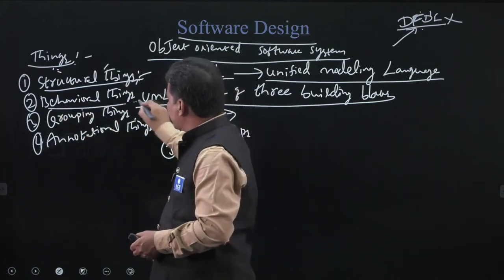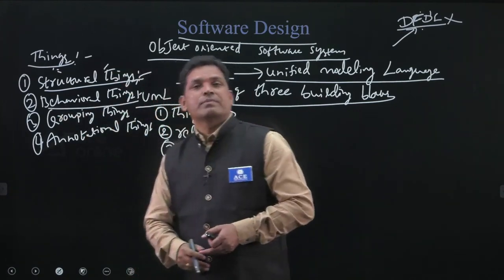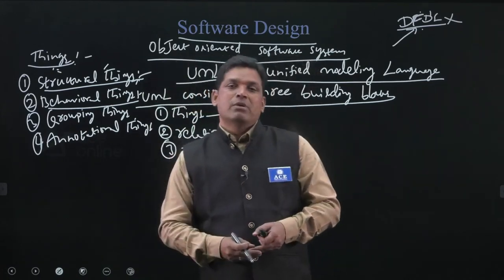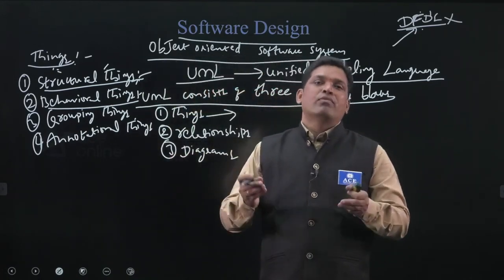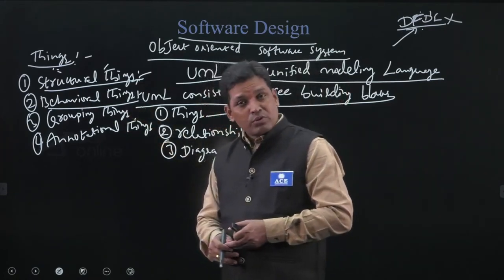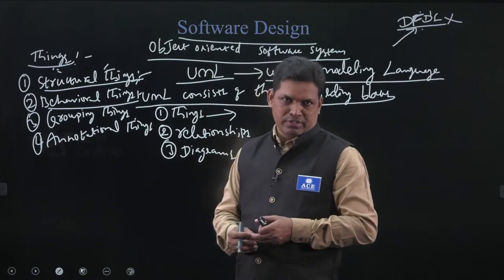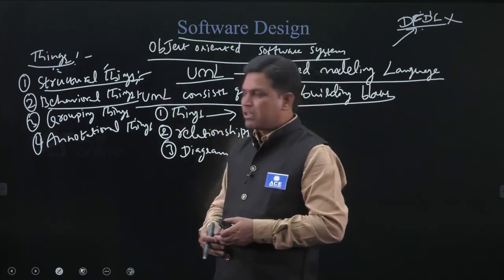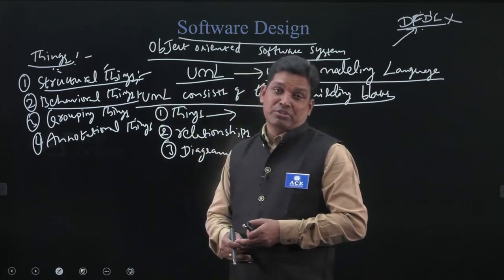Coming to behavioral things, if the developers as well as clients want to understand the dynamic view of a software system, they can view that by using these behavioral things. So behavioral things were used for modeling the dynamic view of a software system. For example, state machines come under behavioral things.